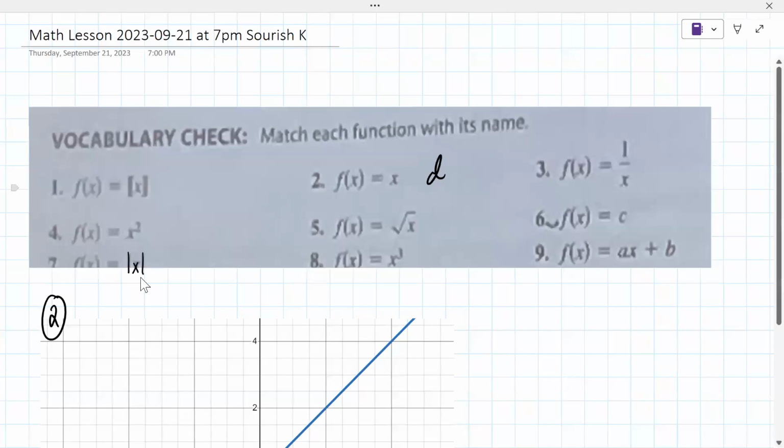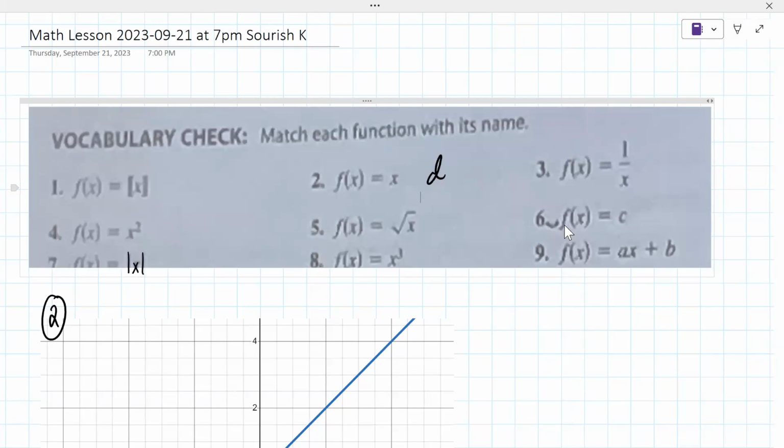Okay. Are there any other linear functions in this list here? You did mention another one. D for number 3. I'm not asking that. I'm asking you to look in the list. Is there any other linear functions where there's just an X? D is not for number 2. It's for number 9.